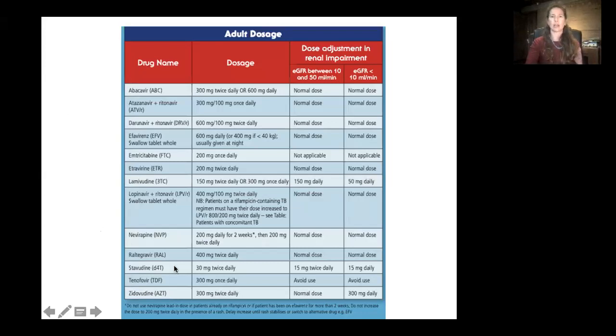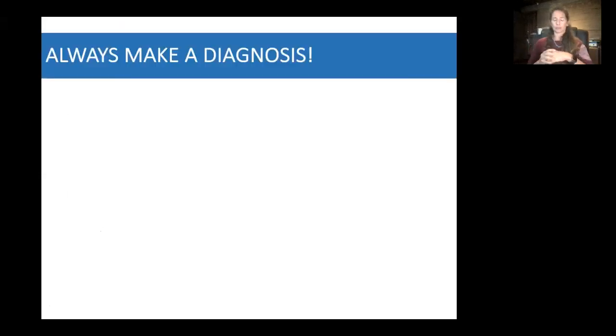And you can see here, most of our drugs, certainly the ones we use commonly, we don't have to adjust with a GFR between 10 and 50. The only one there is lamivudine at 150 milligrams daily. And tenofovir is the only one which we then don't like to use.